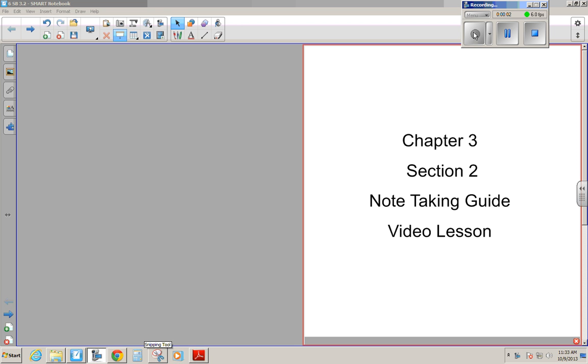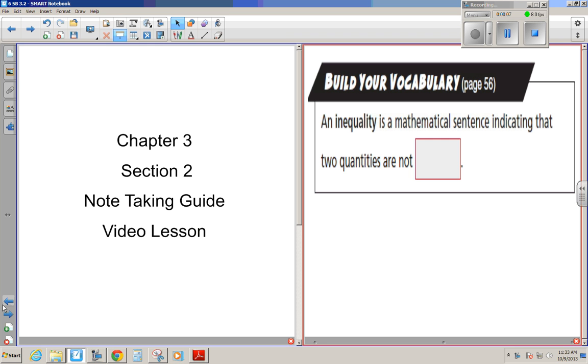Welcome to Chapter 3, Section 2, Comparing and Ordering Decimals. Now, an inequality is a mathematical sentence indicating that two quantities are not equivalent, or you could also just say are not equal. You're going to want to make sure you put in here that that is considered a less than. And if you look at it, it actually looks like an L. It looks like an L shape.